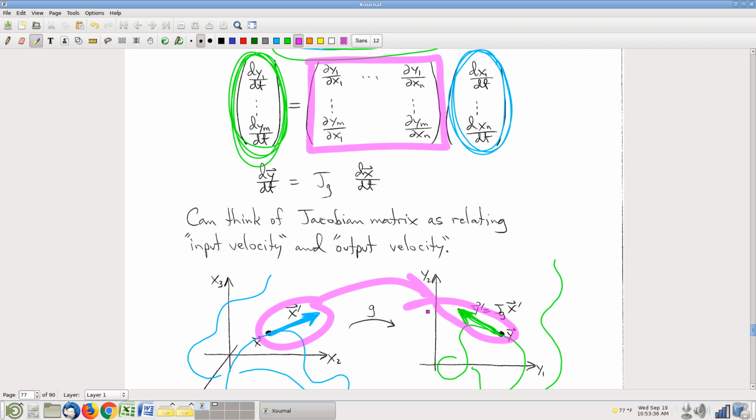Let's say that a little bit differently. Scenario. Suppose I were at this point. Forget about the parametric curve. Suppose that I were at this point here in the domain.